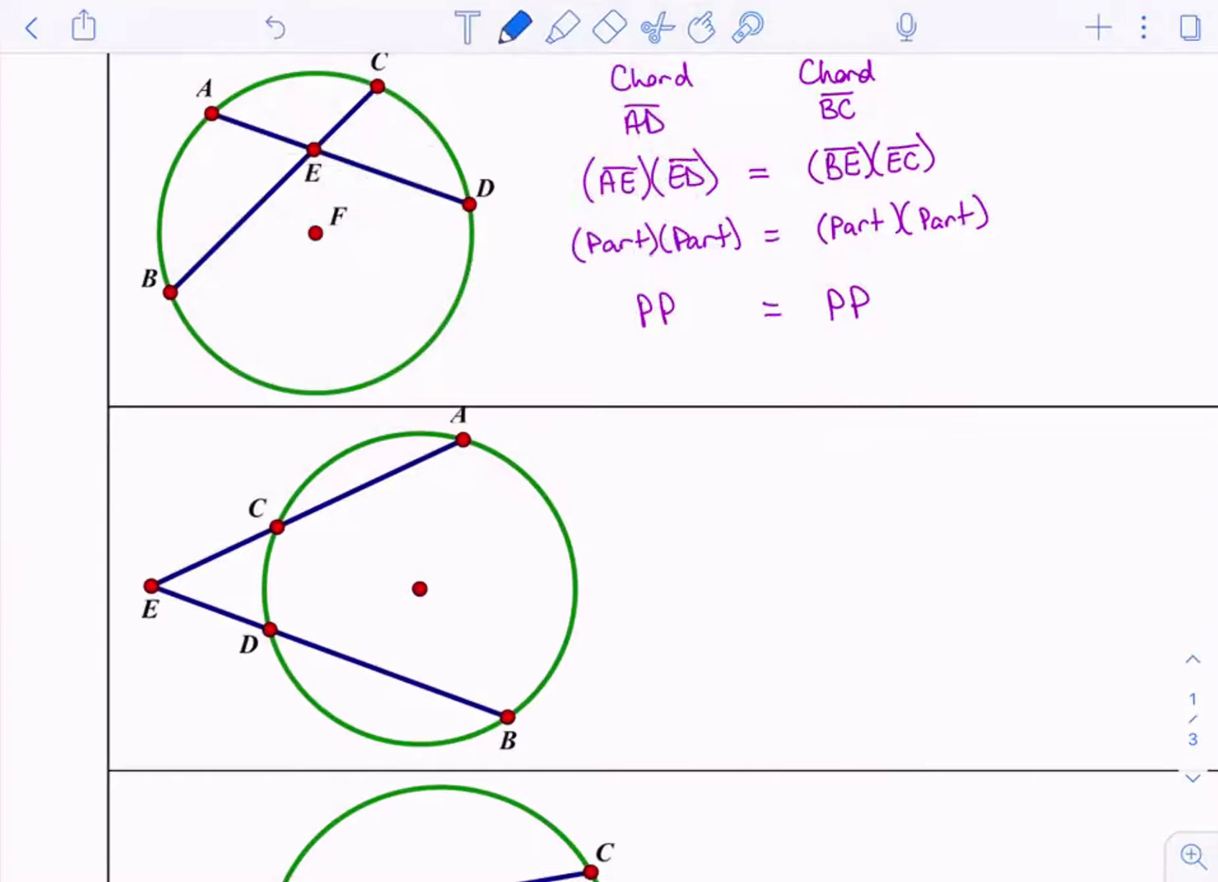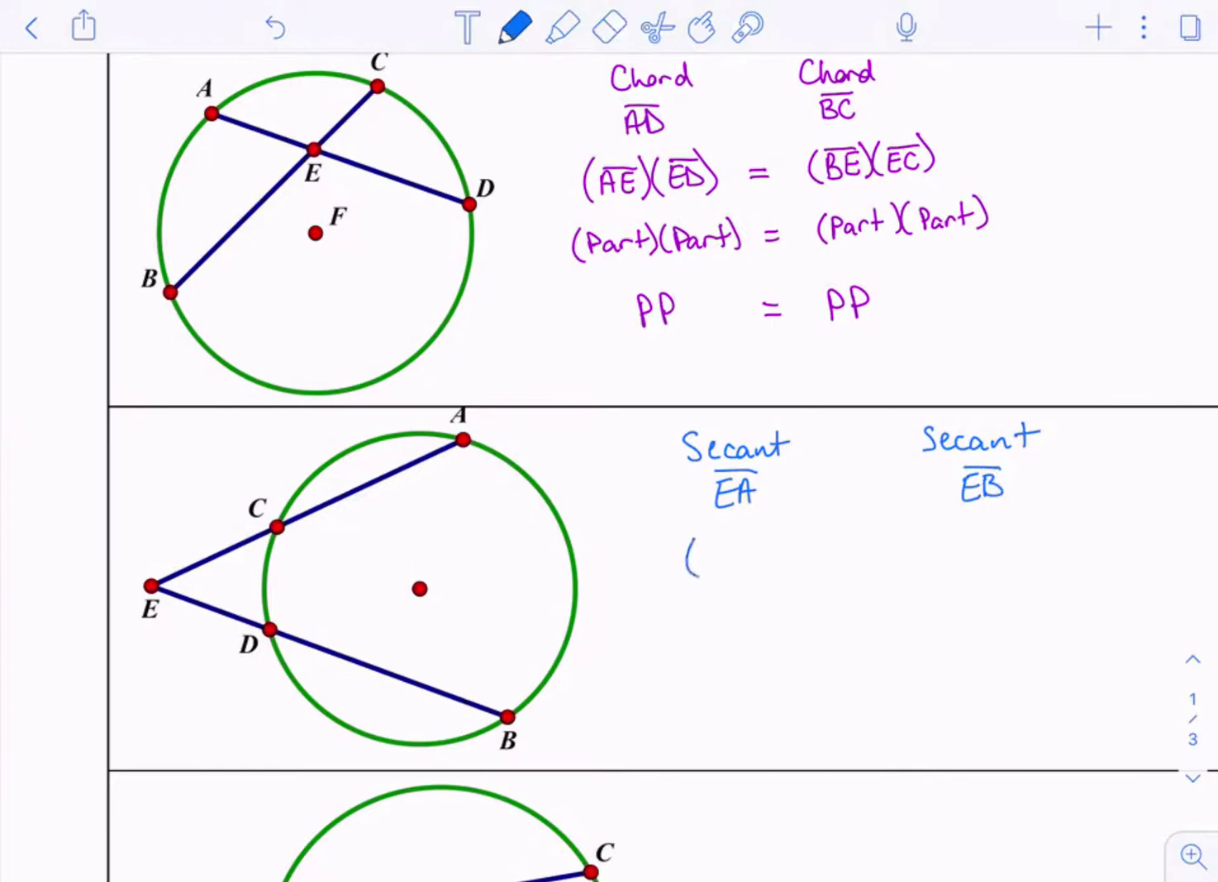In the next one, we have 2 secants. A secant passes through the circle twice, just in case you forget. So if you see 1, 2, it passes through twice, that's what a secant is. Now notice these 2 secants meet out here at point E. One secant is EA, and the other secant is EB.